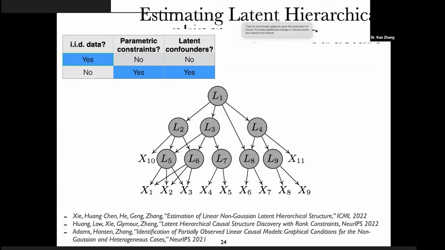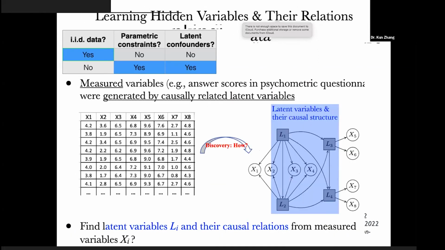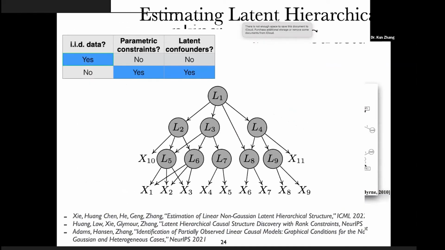Here you can see the latent variables may have other latent variables as children. This is very different. In the previous setting, we assumed that each latent variable has some measured variables as children, right? But now you can make it completely general, as you can see from here. So under some assumptions, the whole structure is completely recoverable, including the relations among the latent variables. So essentially, you have a way to recover the deep structure.